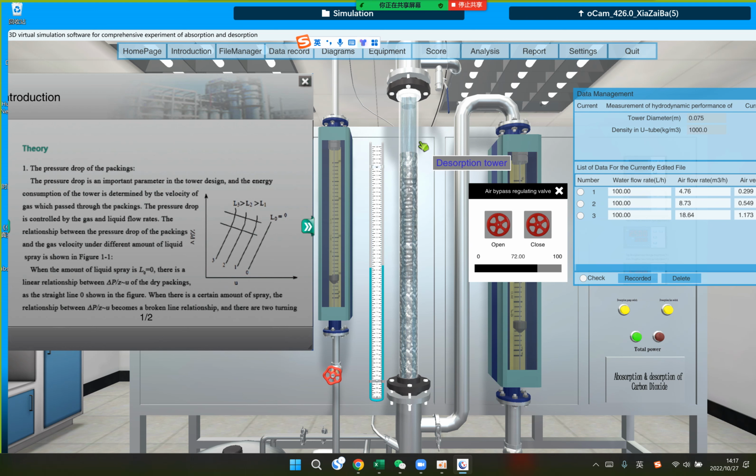However, because it is a virtual simulation experiment, the animation may not be that good, so you cannot observe the phenomena of the liquid moving in different ways. So how do we determine when is the flooding and when is the loading point for this case? The only thing we can do is to find the pressure differences.